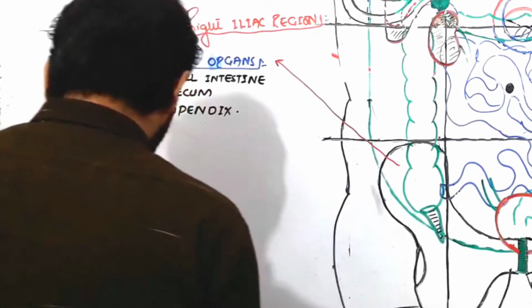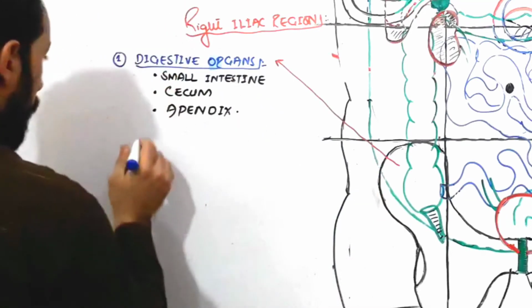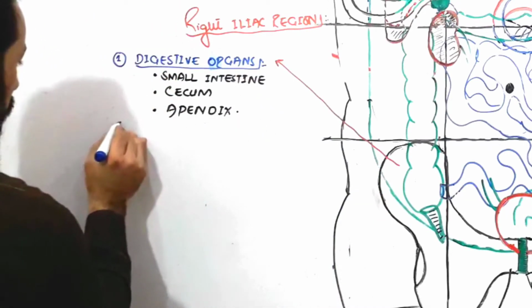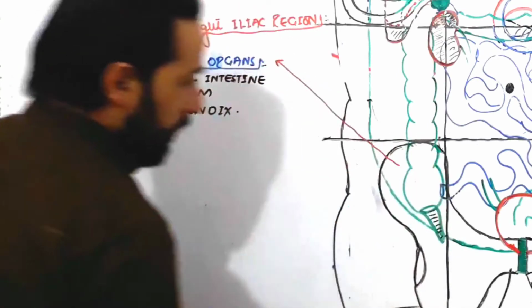Then the next group of organs that we can find here are the endocrine organs. Are there any endocrine organs present in the right iliac region?